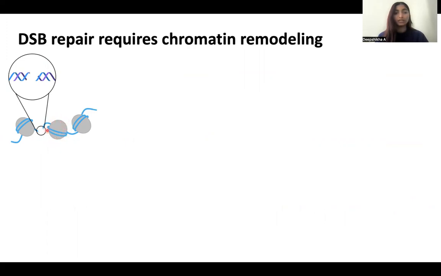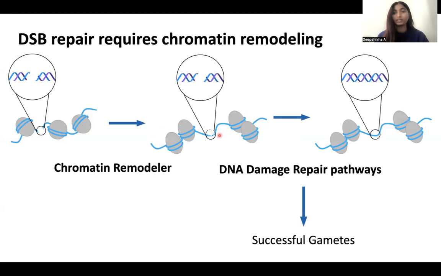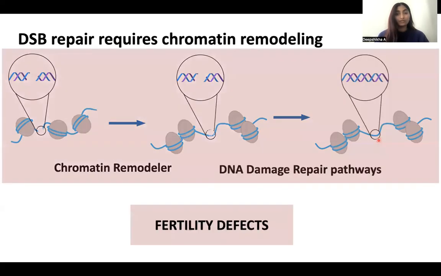So here I'm showing you DNA that's wrapped around gray histone proteins. And this is done to package the DNA into a really small space. And so to allow for the break to be repaired, this chromatin has to be remodeled and pushed away from the break to give more space to DNA repair pathways that can then fix the break, leading to successful gamete formation. And when this goes wrong, it can lead to a lot of fertility defects.